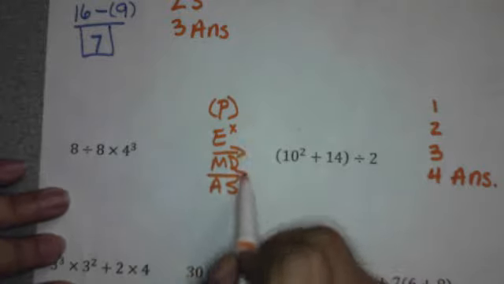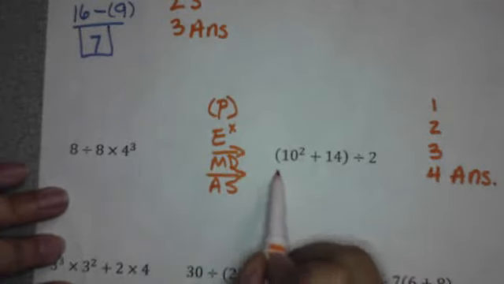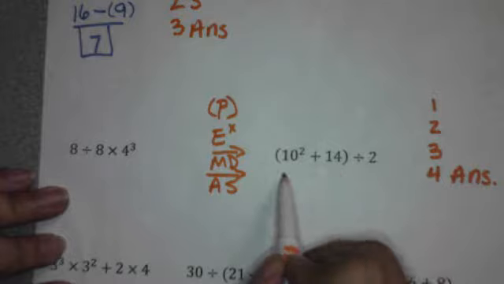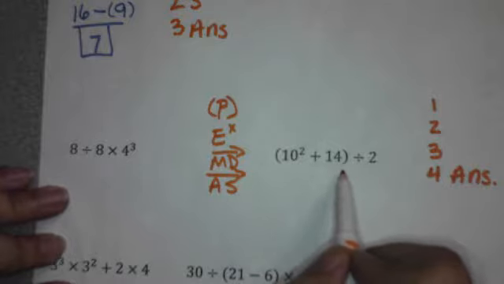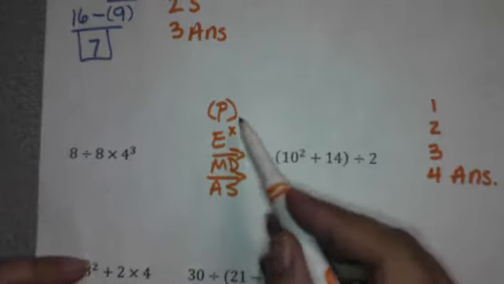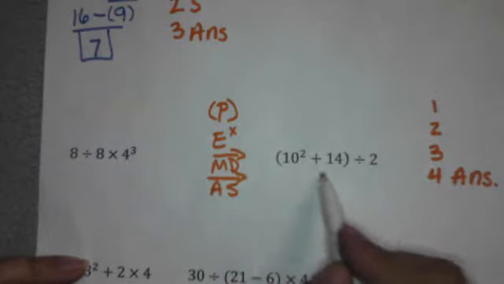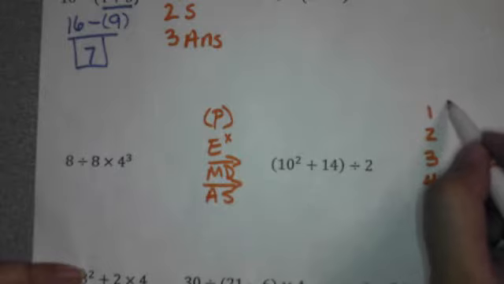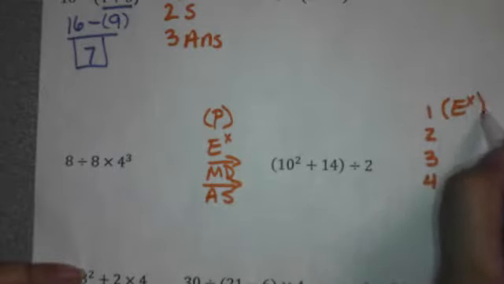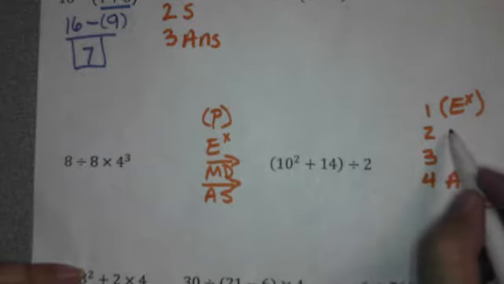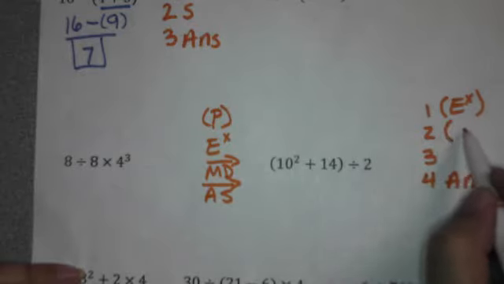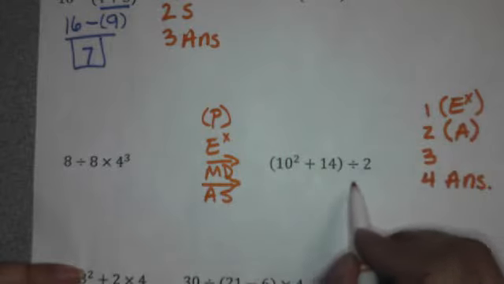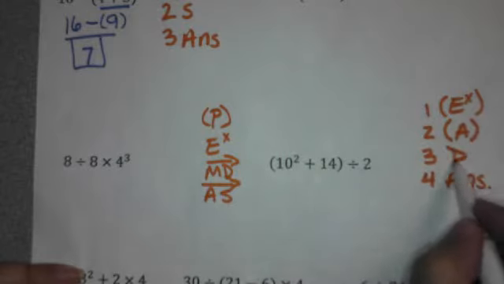Look at the checklist. Do we have parentheses? Yes, we do. But notice that there are 2 different operations in the parentheses. You still have to follow the order of operations, and exponents always come before addition. So step number 1 is going to be parentheses, but you are going to do the exponent part inside a parenthesis. Step number 2 is inside a parenthesis, but it's going to be the addition. Step number 3 is going to be division.